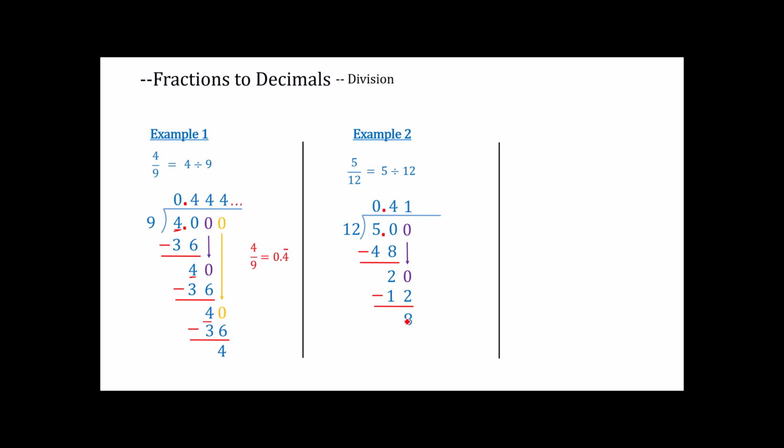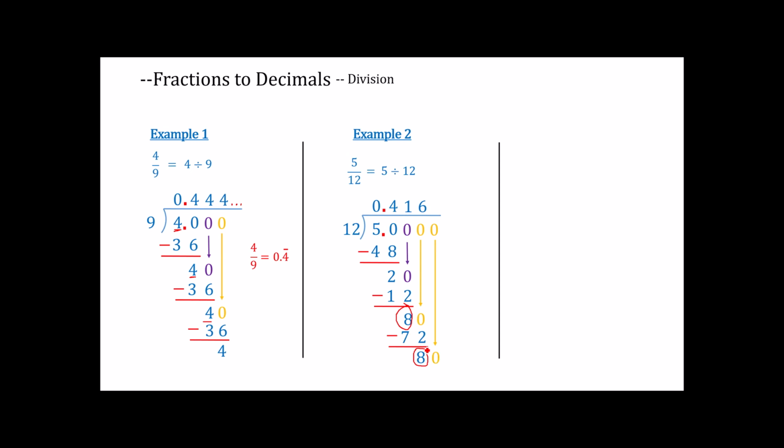Still no repeats. I'm going to add another 0, bring it down. 12 goes into 80 how many times? How about 6? 6 times 12 is 72 with a remainder of 8. Hey, wait a second. I had an 8 here. I have an 8 here.